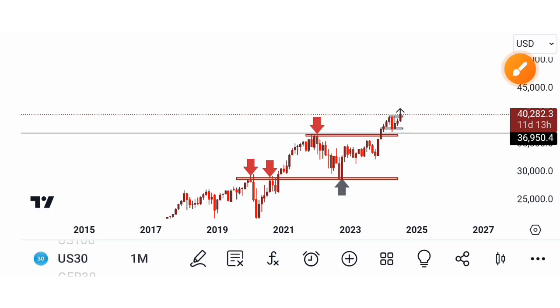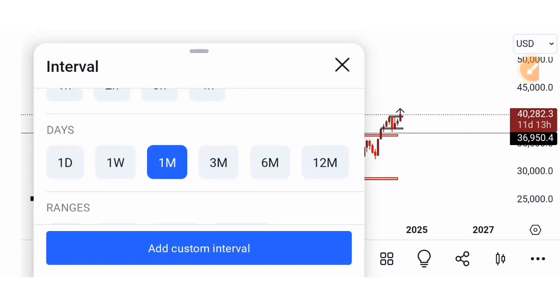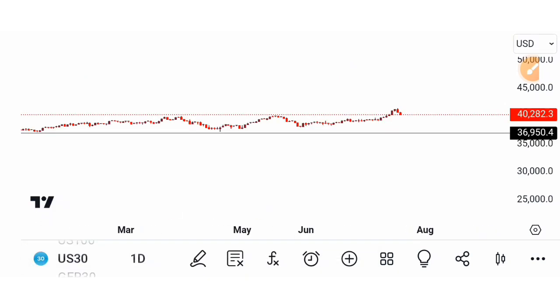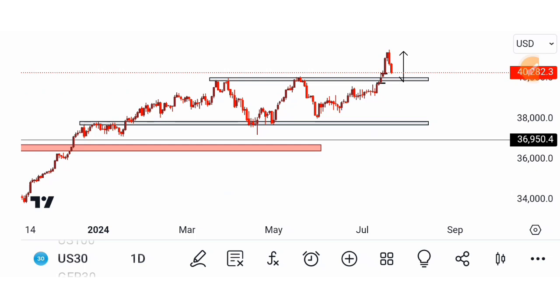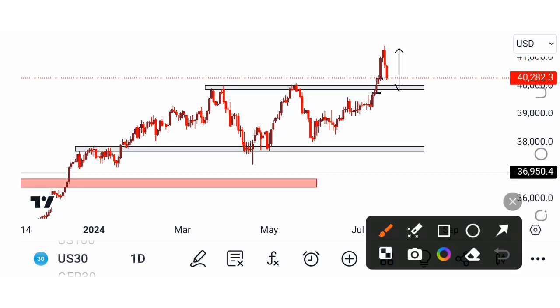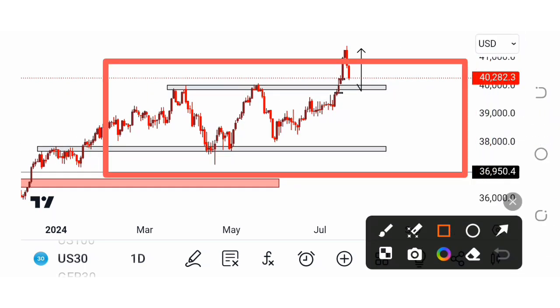Now the way you can trade this market is you need to move to a smaller time frame, which I will want to start with, the daily time frame. As you can see, the market was in a range, right? Let me highlight it for you guys. There was a range. This was the high of the range, and this was the low of the range. So recently we did get a breakout of that resistance over here.